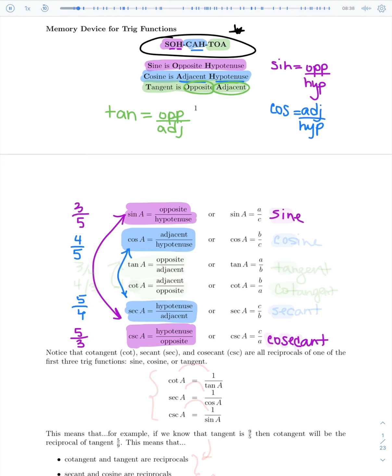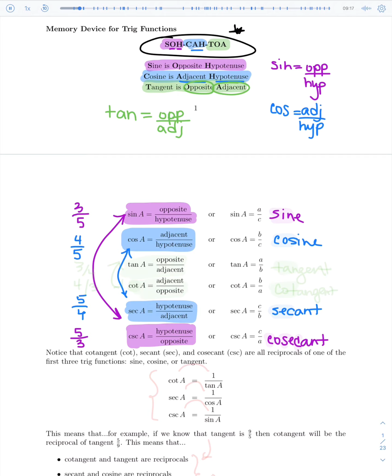Okay, so how do I keep which one goes with which separately? Because we've got cosine that now goes with its reciprocal, secant, and sine that goes with cosecant. I always remember that the two co's can't go together. So cosine can't go with cosecant. It has to go with just regular secant. Sine then has to go with cosecant. So the two co's, cosine and cosecant, do not go together. So the sine and the cosecant go together, and cosine and secant go together.